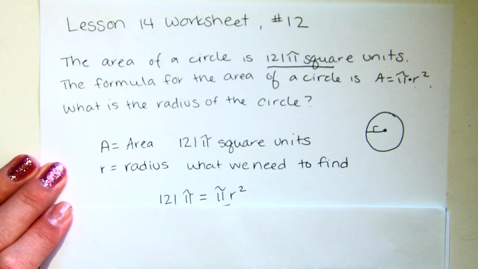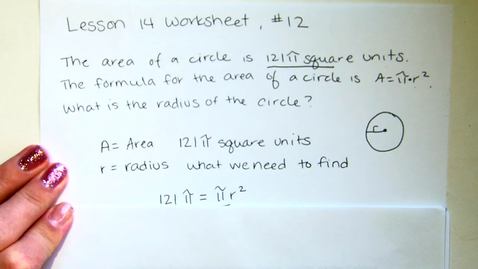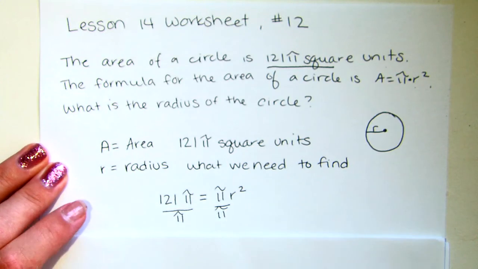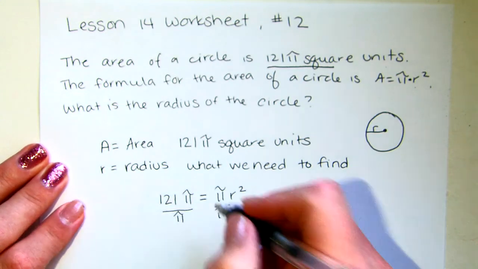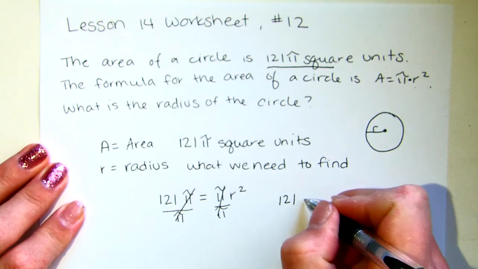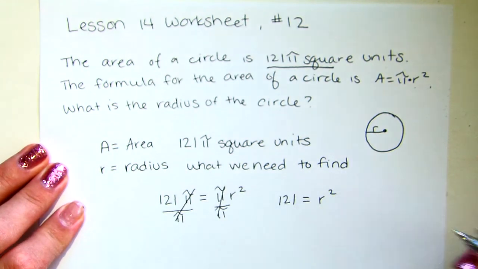Now because pi is a symbol, I can get rid of it just as if there was a number attached to my r. Say this was 3r squared. I would divide by the 3 in order to get r by itself. Same thing I'm going to do here. I'm going to divide by pi on both sides. Now pi will cancel out, leaving me with 121 equals r squared.